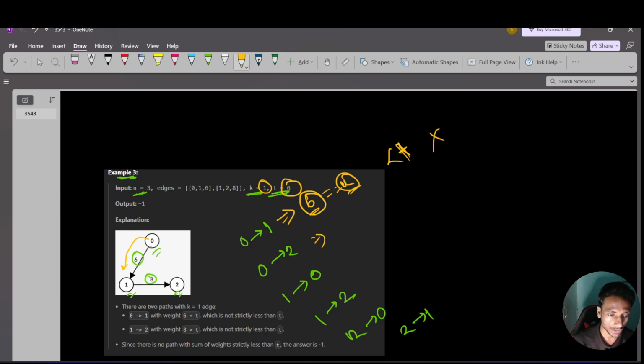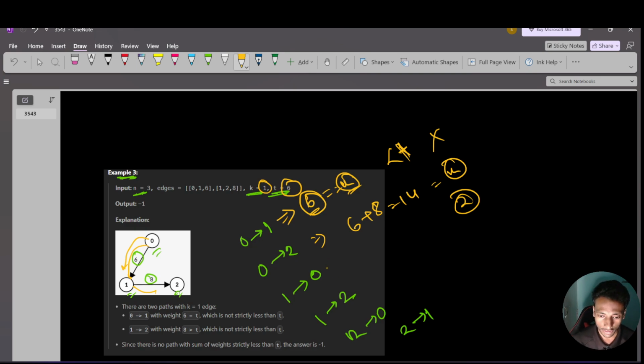0 to 2, yes, there is one path. First I will reach 1, then 1 to 2. So the sum of the weight is 6 plus 8, so this is 14. The first condition is that we have to have exactly k edges. How many edges are there to reach from 0 to 2? 2 edges. So this is not equal to k. So this is not a valid path. We don't need to check the next condition also, because this is not valid.